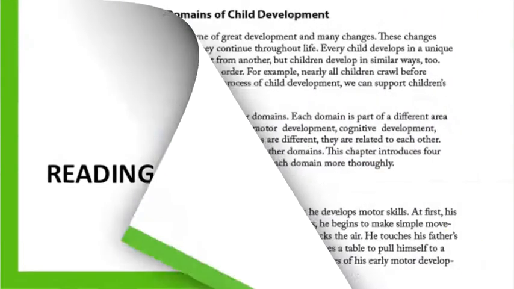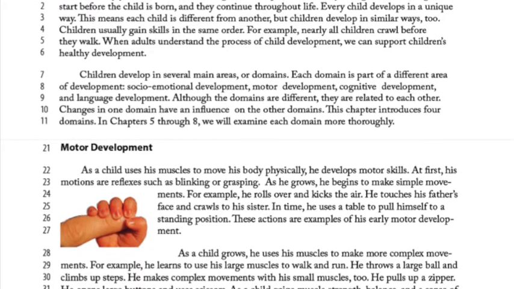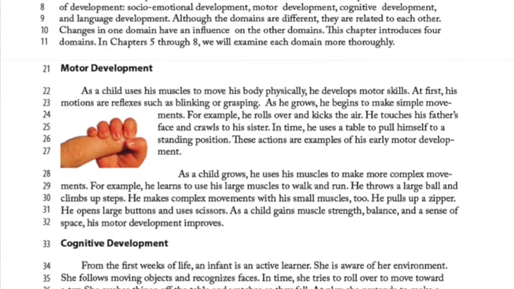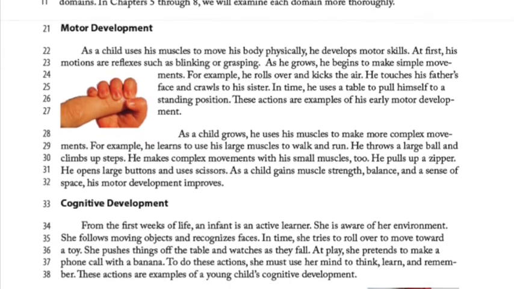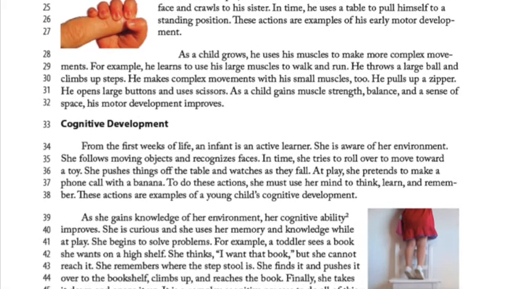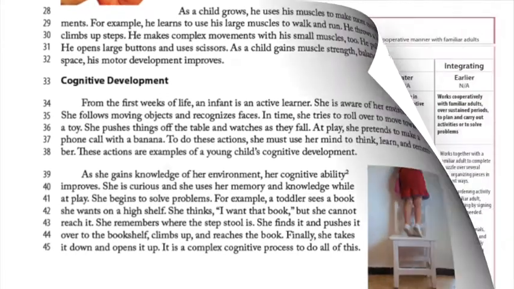Each chapter includes at least one reading passage targeted for intermediate to high intermediate English language learners that presents a topic relevant to the domains or stages of child development. The reading passages in this book include topics such as domains of child development, growth and development, factors in child development, socio-emotional development, motor development, cognitive development, and language and literacy development.